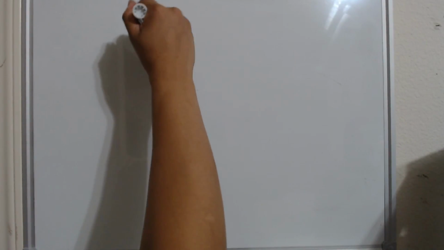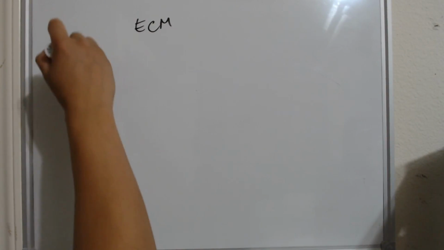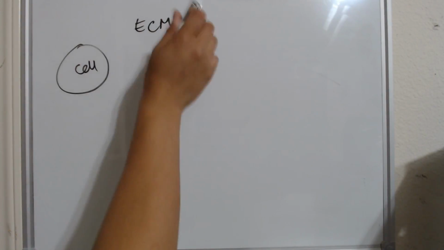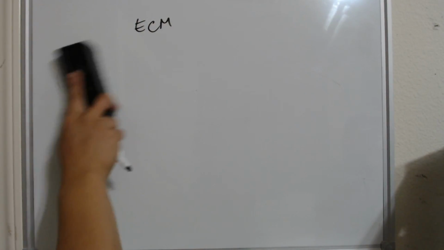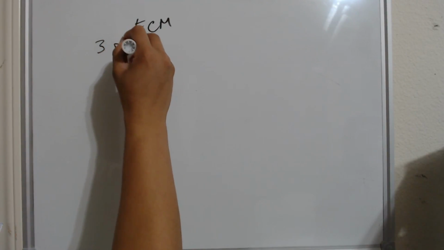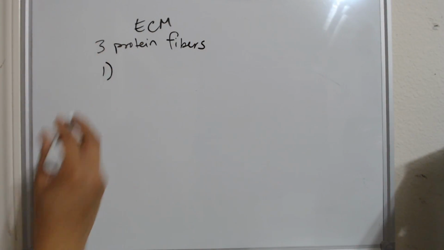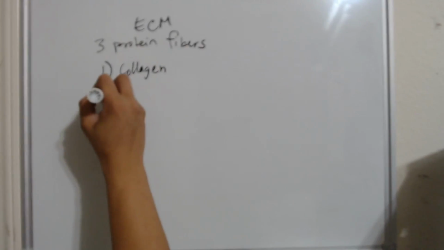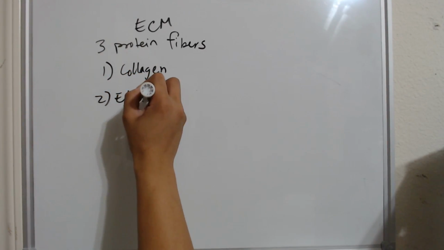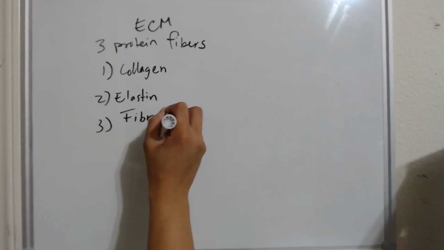Alright, so the extracellular matrix. It is what is outside of the cell. So here's the cell. Extracellular matrix is what's outside, the surroundings of the cell. And it's made up of 3 protein fibers. So the extracellular matrix is made of collagen, elastin, and fibronectin.